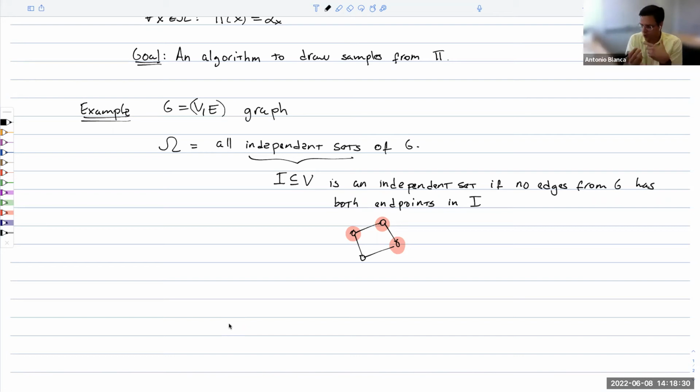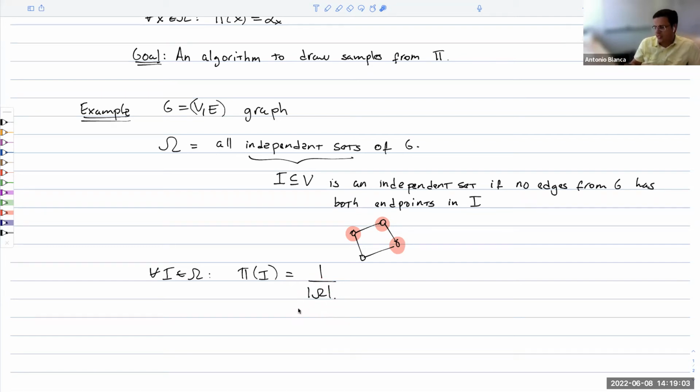Right? So the distribution that we're after here is the uniform distribution over all the independent sets, right? So every independent set receives the same probability, right? So that means that for every independent set I in omega, we assign probability pi(I) equals 1 over the number of independent sets. Okay? And now suppose that we want to sample from this distribution. Now the problem is much harder, actually much harder, right?